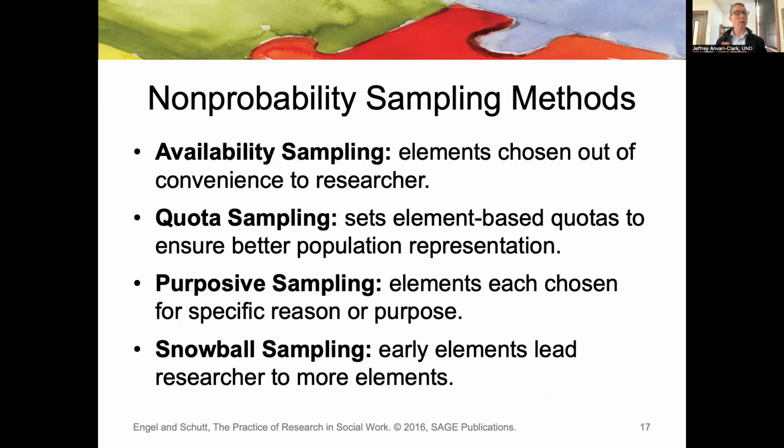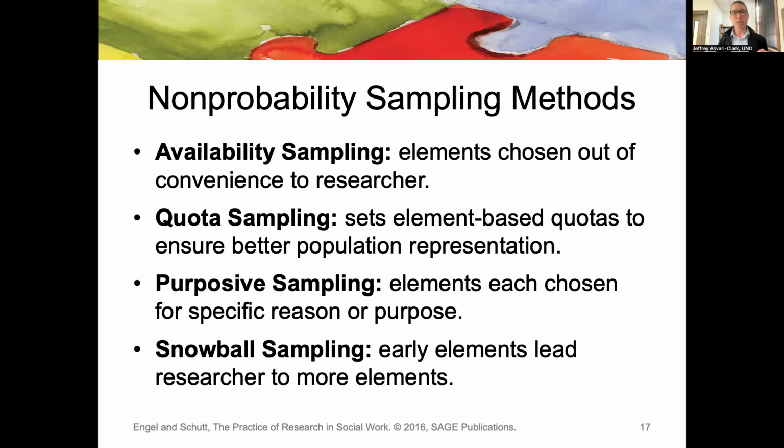So there are other non-probability sampling methods, and a lot of times you'll see these more frequently in qualitative research. So there's the availability, where you have elements that are simply accessible to you. They're of convenience. So for instance, within your organization, your clients, you've got access to them. So they're who are available.